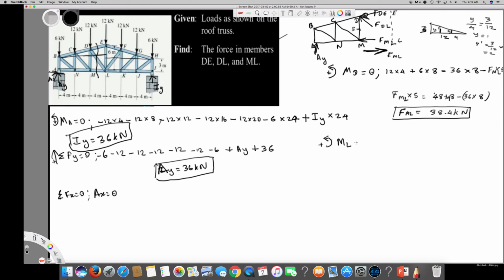I take counterclockwise positive. So if I do that, first of all I put FDE, and it's going to be cos theta, because it's not a direct line, so we have to find the angle.